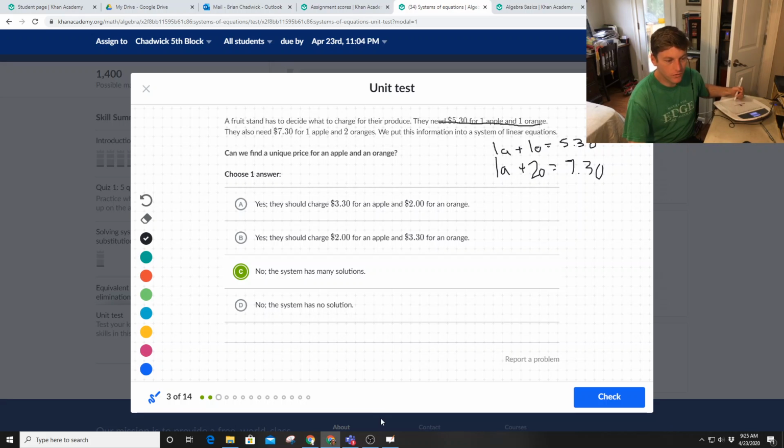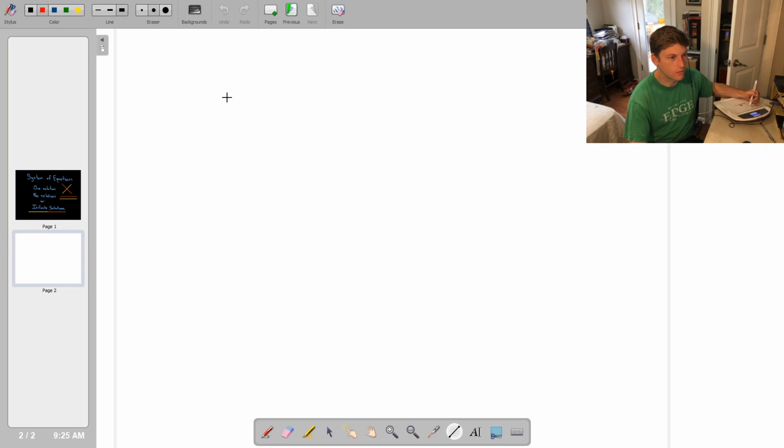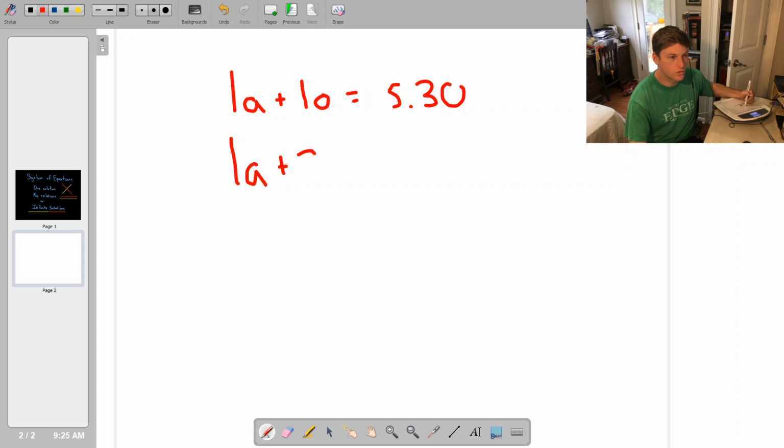So let's take a look here. The way we are going to solve this, let me write on a bigger sheet of paper so that we all can see it. So we have 1 apple plus 1 orange equals 5.30, I'll go back and change that. 1 apple plus 2 oranges equals 7.30. With a regular equation in algebra, we're solving for one variable. Now we have two variables. How do we do that? Well, we have to set one of these equations to solve for one variable. You can pick either one you want. I usually pick the bottom one.